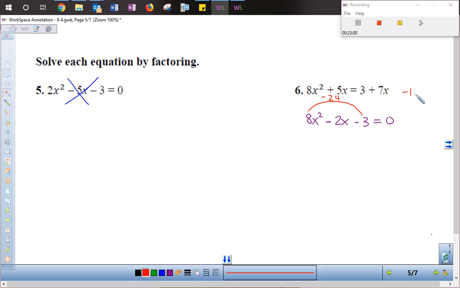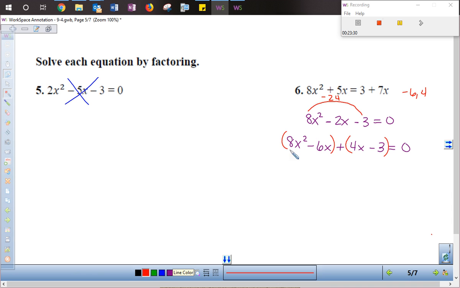Hopefully you found those factors to be negative 6 and positive 4. Now I can rewrite my equation with these factors in place of the negative 2. So 8x squared, I want the negative 1 to go first, minus 6x, plus 4x, bring down my minus 3, equals 0. Next, we group my terms. So 8x squared minus 6x, plus 4x minus 3.